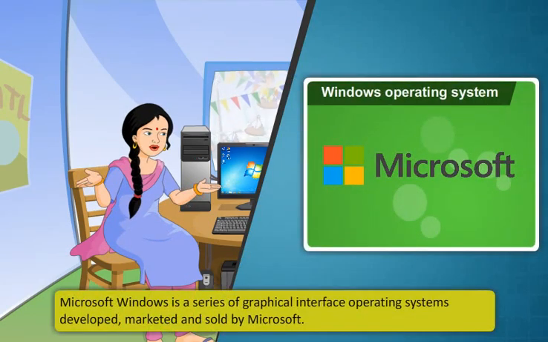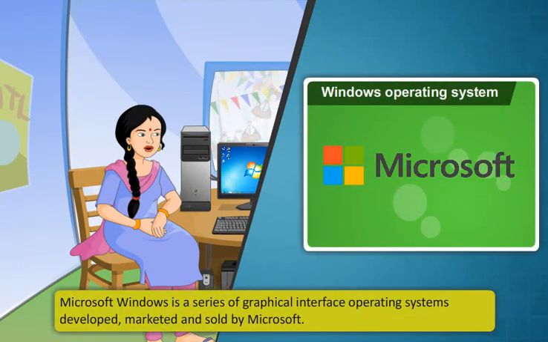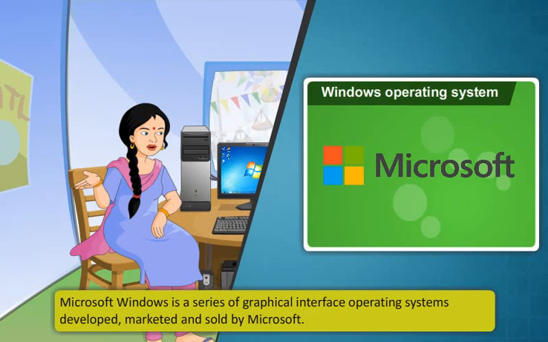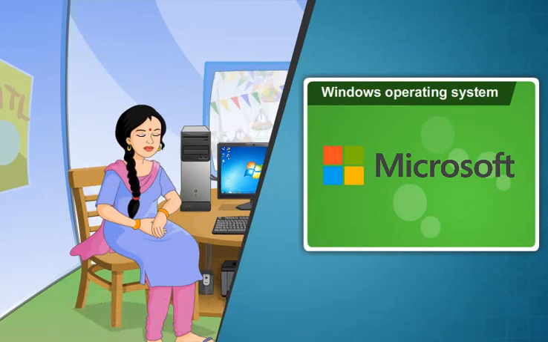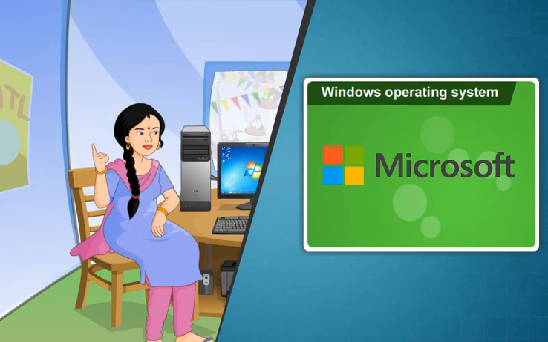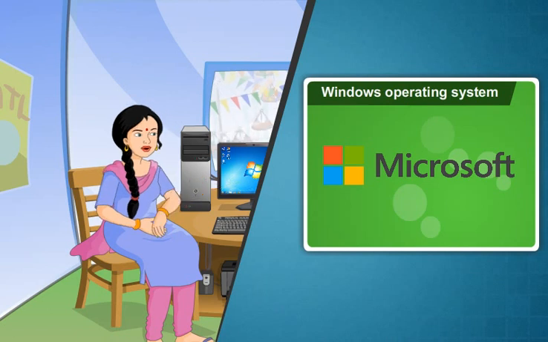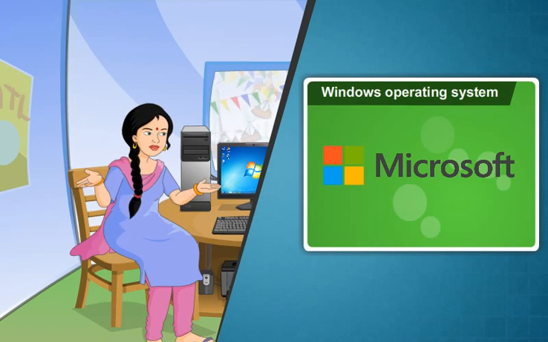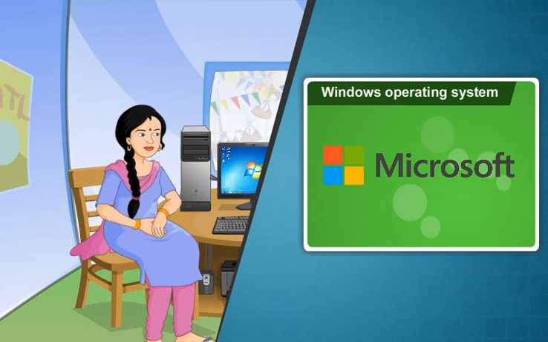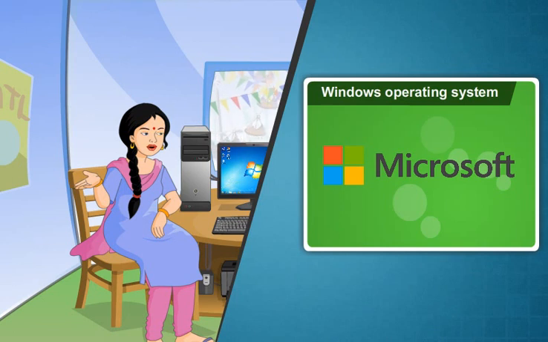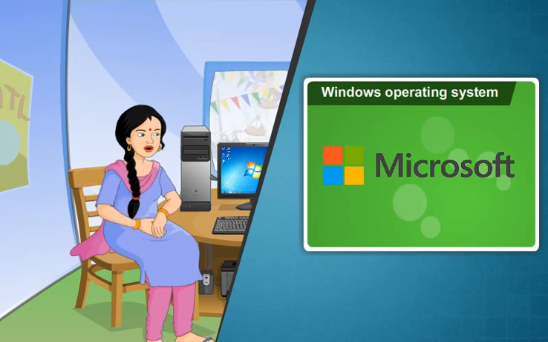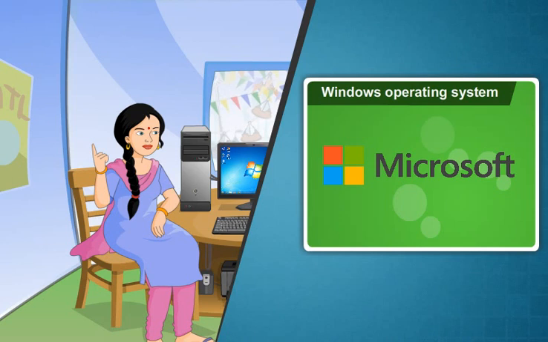Microsoft Windows is a series of graphical interface operating systems developed, marketed, and sold by Microsoft. Most of the computers that we use come with a pre-installed Microsoft Windows operating system. In case you have a computer system without the Windows operating system, you can buy licensed software from an authentic seller of the software. An alternative method of obtaining the software could be through online websites such as Microsoft's website.